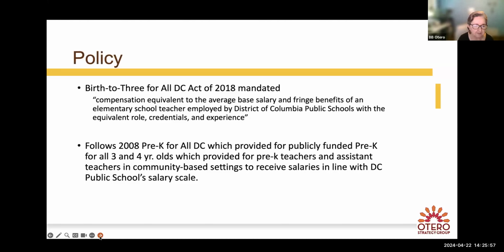The reason it is birth to 3 is because it follows the 2008 pre-K for all, which we passed back 10 years earlier than that to get universal pre-K. And that piece of legislation required that the pre-K teachers and assistant teachers in community-based settings receive the same salaries as the pre-K teachers and assistant teachers in the public school system, and that they have the same credentials. So this is why this was split up between birth to 3 and 3 and 4-year-olds.